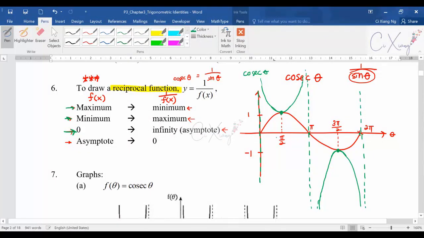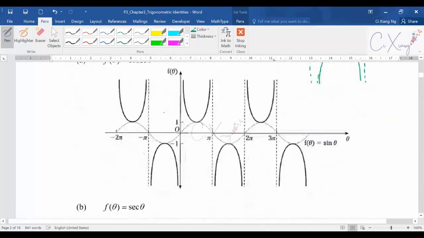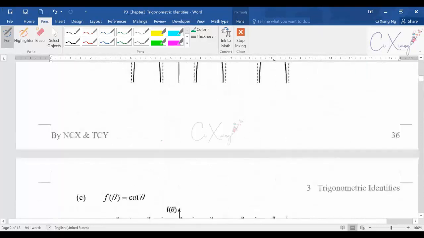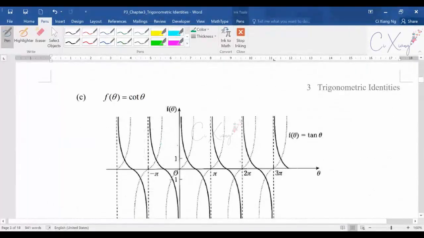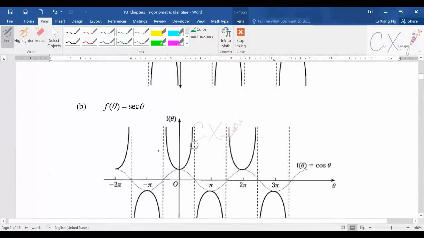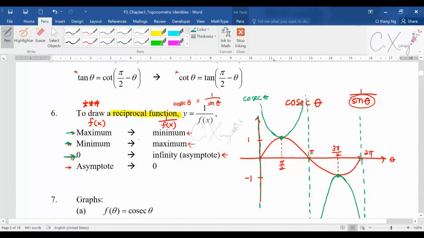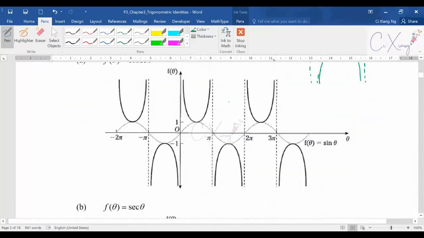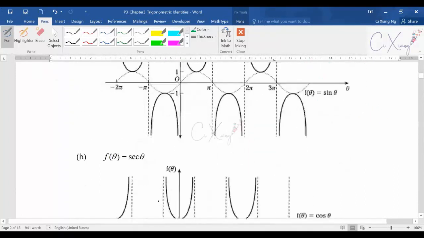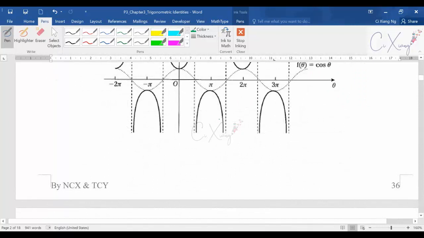All right, if you are interested, you can try to use the rules here to draw also the secant graph and the cotangent graph. I actually attached the answer here already for you, the original graph and also the reciprocal function. So if you're interested to figure out this method correctly, you can try on your own by referring to the answers and the graphs here. I'm not going to discuss all the 3 graphs for you here, so you can figure it out yourself.